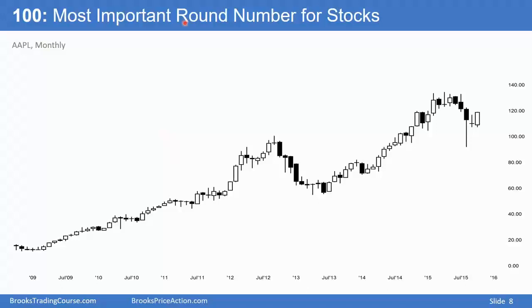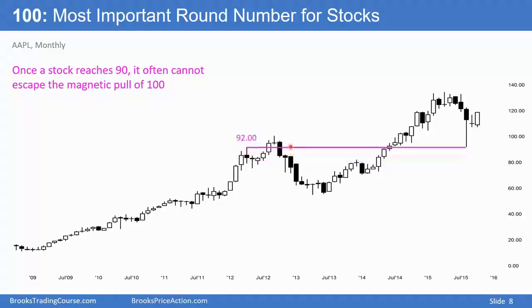Apple, monthly chart. In the stock market, if a stock gets near 100, it becomes an extremely important big round number. Once a stock rallies to around 90, it's usually going to get to 100. Traders know that, and the bulls buy, and bears don't want to sell because they believe it's going to get to 100 as well. So they wait to sell at 100, and you often get up to 100 quickly. Here the market's at 92, and a pullback. Traders buy, assuming it's going to get to 100. And it got slightly above 100 and then sold off.